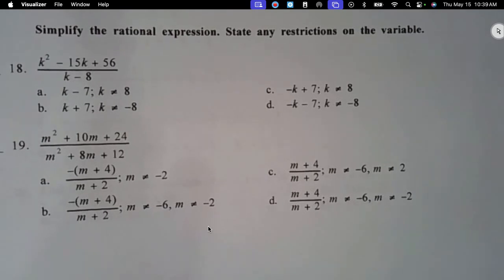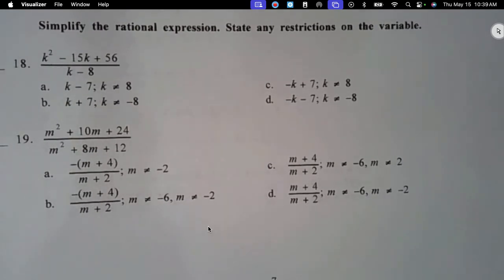These say, okay, state any restrictions and simplify. We're not looking for asymptotes. We're not looking for holes in the graph. We are going to factor and cross things out. First of all, what's my restriction? K cannot be 8. So that is this one or this one so far.